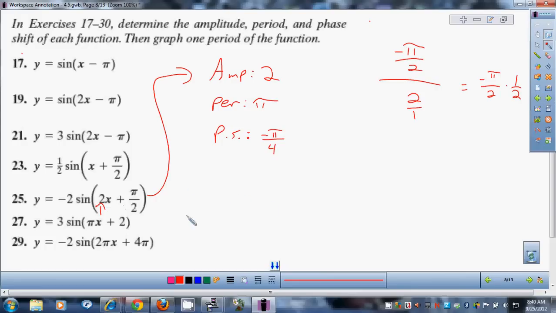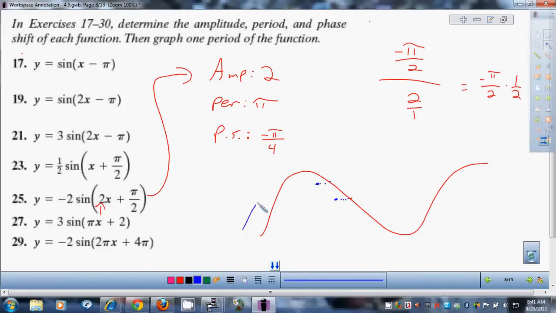Let's say this function started here. Now, I'm not going to take the amplitude or anything into account right now. That means every single point is literally going to be shifted left pi over 4 units. So this function would look like this. The same exact thing, shifted left ever so slightly, pi over 4 units. And that's what that would be. If this was positive pi over 4, it'd be shifted right of the original pi over 4 units.